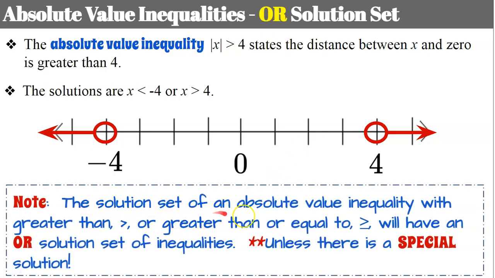Let's note that the solution set of an absolute value inequality with a greater than or equal to will have an OR solution set of inequalities. However, there is a rule breaker unless there is a special solution. So just like with our previous learning of compound inequalities, when we had to look for no solution, all real numbers, or one inequality, or even one value, we need to watch out for that for absolute value inequalities as well.